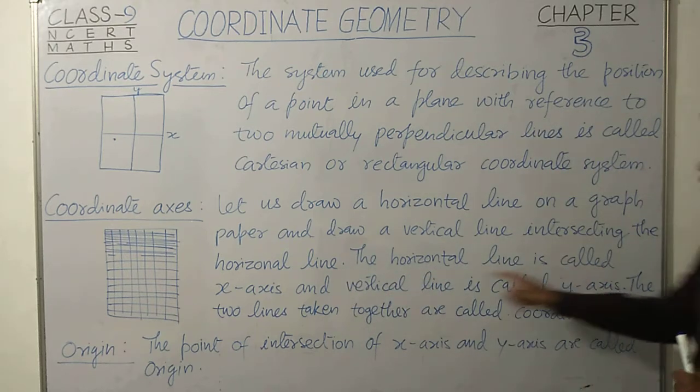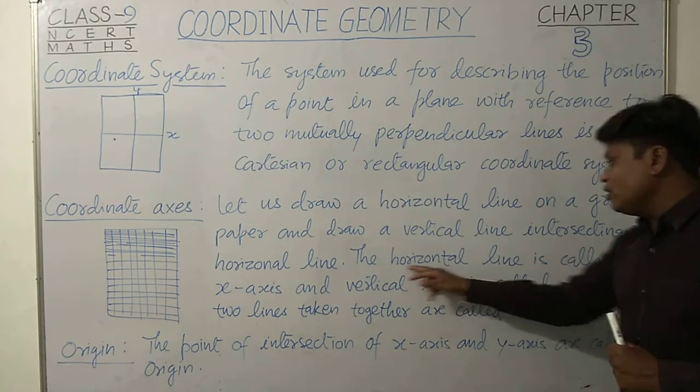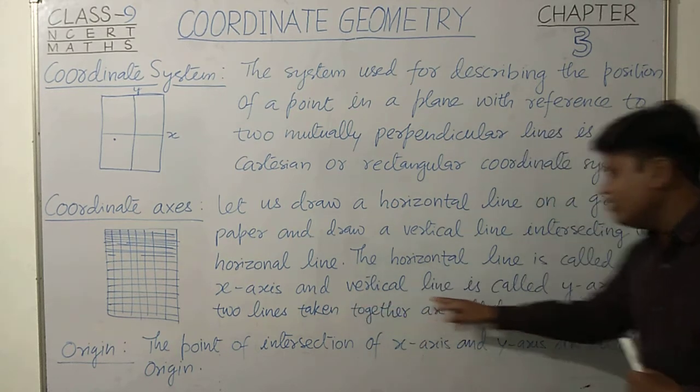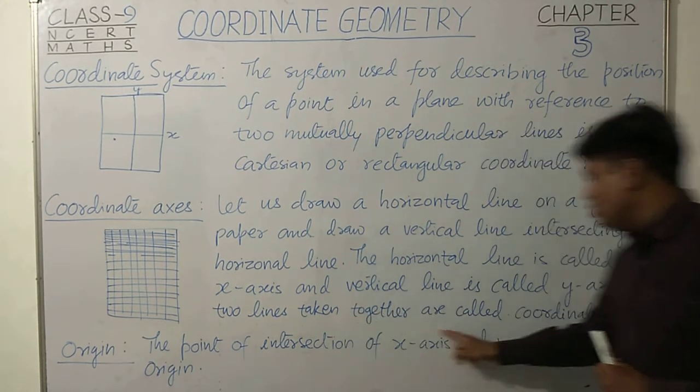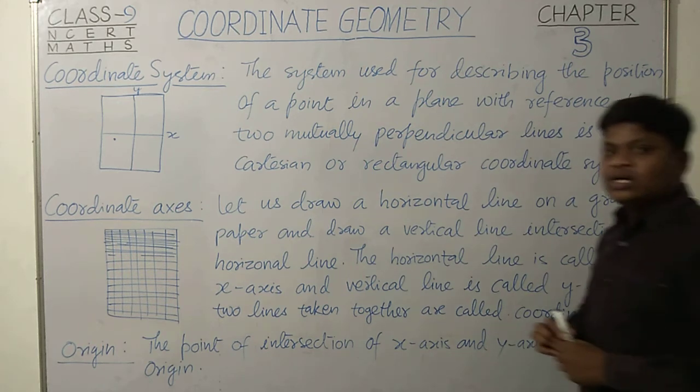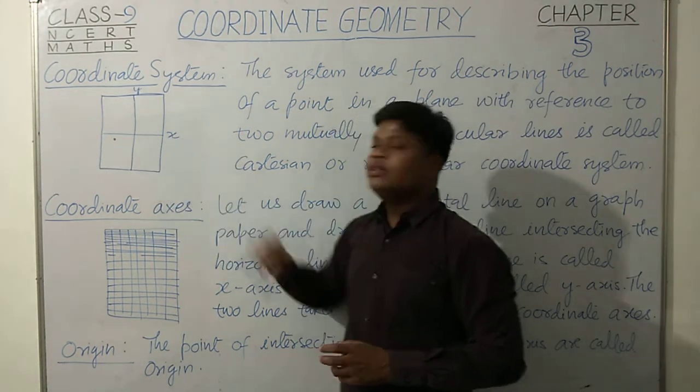The horizontal line is called the x-axis. I have explained already over there. The horizontal line is called the x-axis and the vertical line is called the y-axis, right? So the two lines taken together are called the coordinate axis. As you can see, the perpendicular line is the y-axis, and the horizontal line is the x-axis.